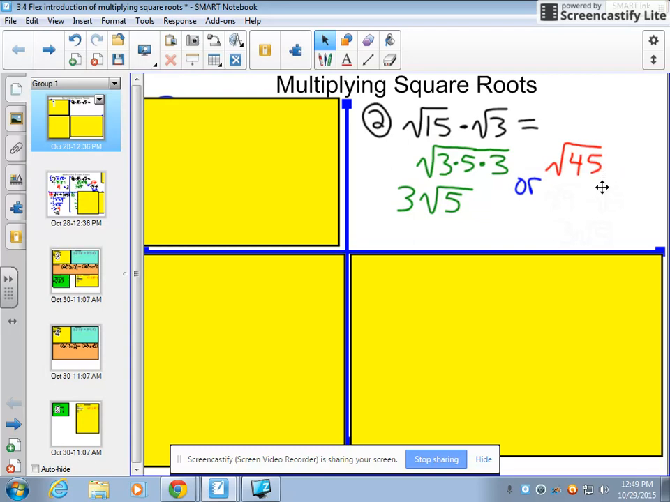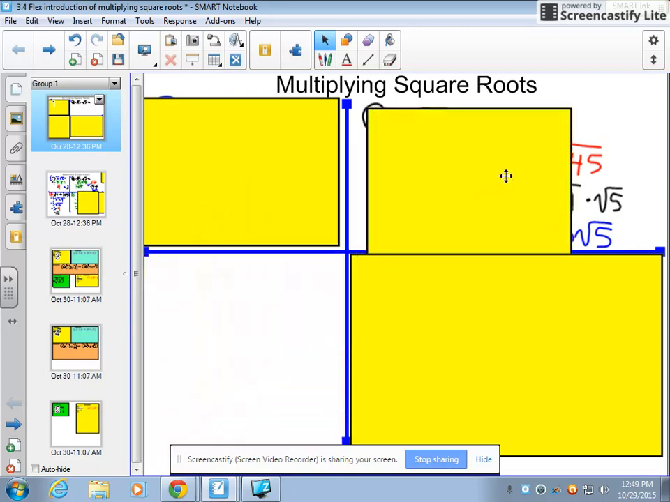Or I can take 15 times 3 and make that square root of 45. Square root of 45, I then can break down into two square roots that give me 45, square root of 9 and 5. Square root of 9 is my perfect square I'm looking for, and that answer is 3. And I drop the radical from it. And then what do I have left in my radical was the square root of 5. That's my second example today.